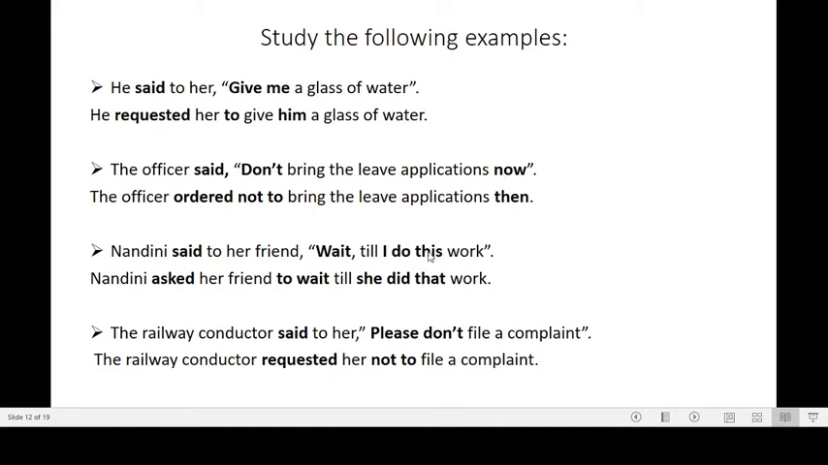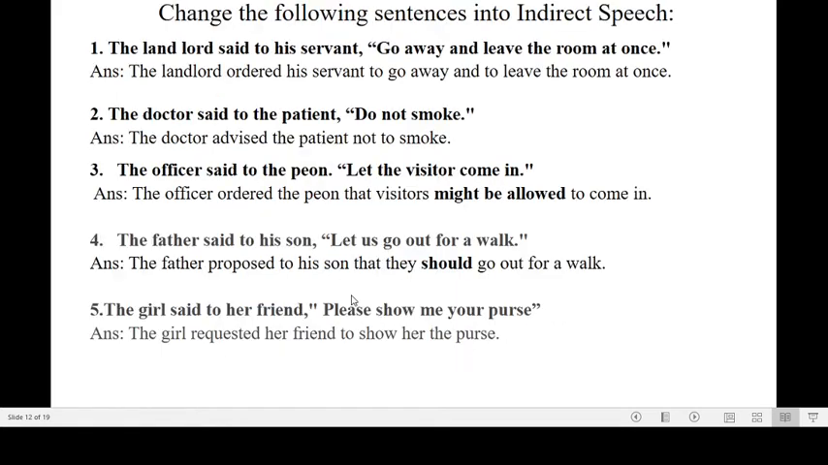Now it will become then. In the same way, you see, Nandini said to her friend, "Wait till I do this work." So Nandini asked her friend. Here, since this is a casual request, we are using asked. Asked her friend to wait till she did that work. The railway conductor said to her, "Please don't file a complaint." Here, when the word please is used, we understand that it's a request. Then the railway conductor requested her not to file a complaint. Here we are using not because the sentence is in negative form.